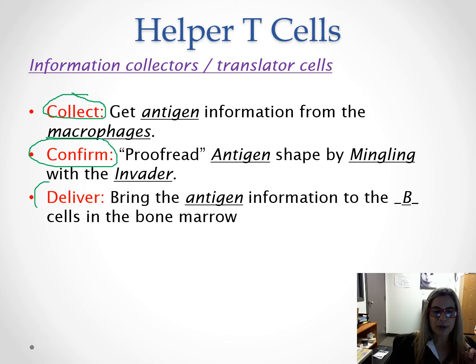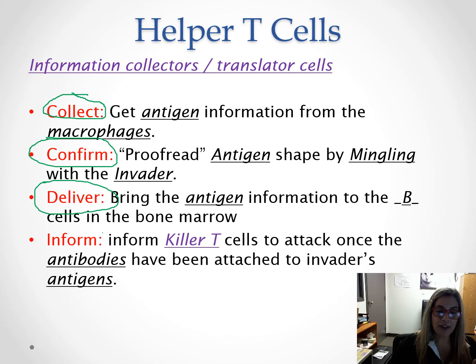Then the helper T cells, and this is why they're called the helper ones for sure, actually deliver the antigen information to the B cells in the bone marrow. Because remember, T cells don't make antibodies directly, but they are crucial in giving that protein information of the pathogen to the B cells so the B cells can make the appropriate antibodies. And the other thing that they do, which is kind of cool, is they inform killer T cells, also known as cytotoxic T cells. They inform them to attack once antibodies have been attached to the invader's antigens.